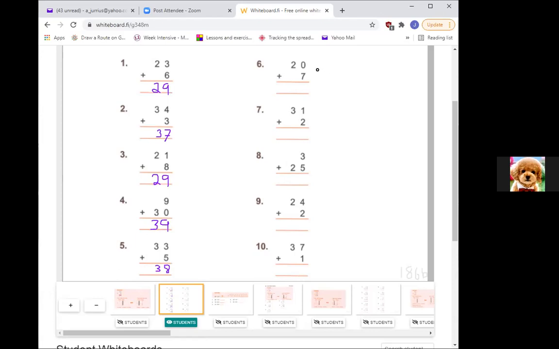Okay, 27. 7 plus 0 is 7. 2 plus nothing is 2. 27. Alyssa, number 7. Okay, 31 plus 2 is 33. That's right. 1 plus 2 is 3. 3 plus nothing is 3. Perfect. Evan, can you do number 8?